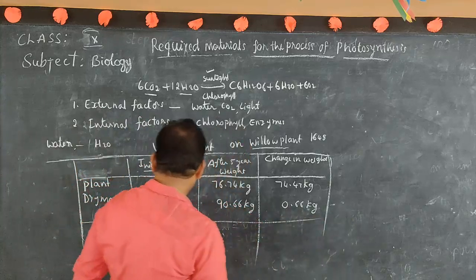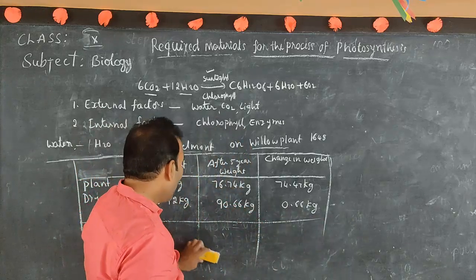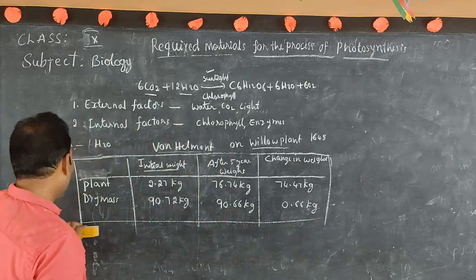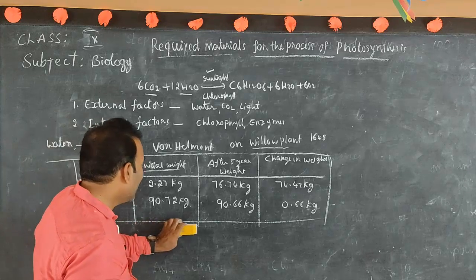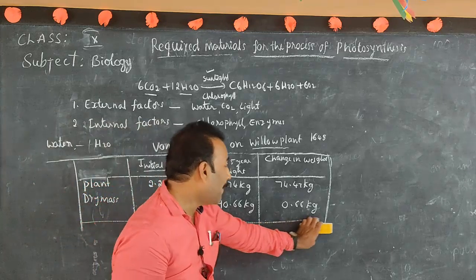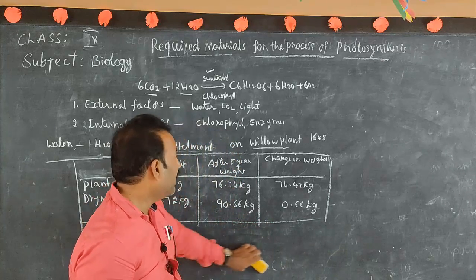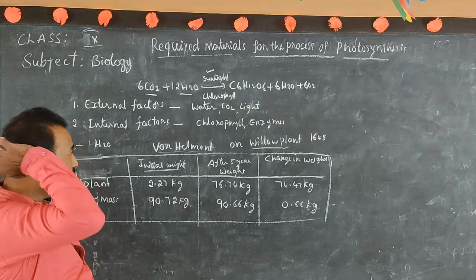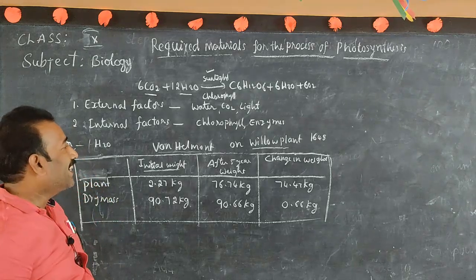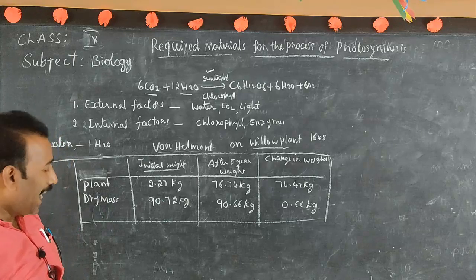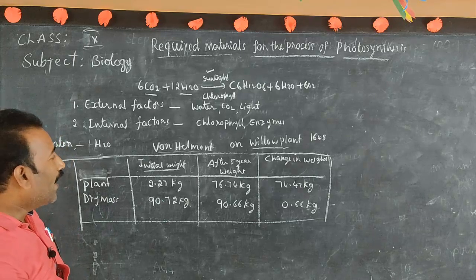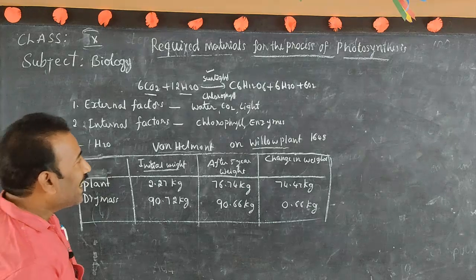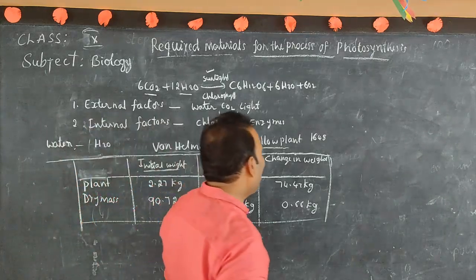By observing this, we can say that water is essential to increase the plant mass. Who proved that water is essential for the plant mass? Von Helmont. Von Helmont conducted the experiment on the willow plant in the year 1648, and he proved that water is essential for photosynthesis, or essential to increase the plant mass.